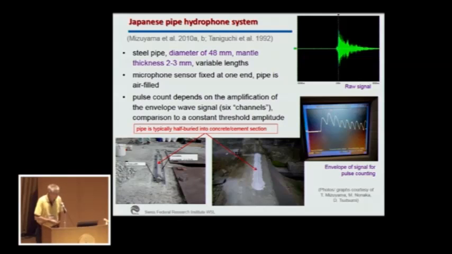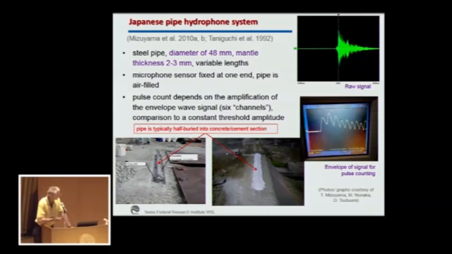The steel pipe typically is buried halfway into a fixed structure of cement or concrete on a sill, for example. And you see here the dimensions. It's important to note that the mantle thickness is much smaller than what we use for the Swiss plate geophone system. Then a microphone sensor is fixed at one end of the pipe, and the pipe is air-filled.